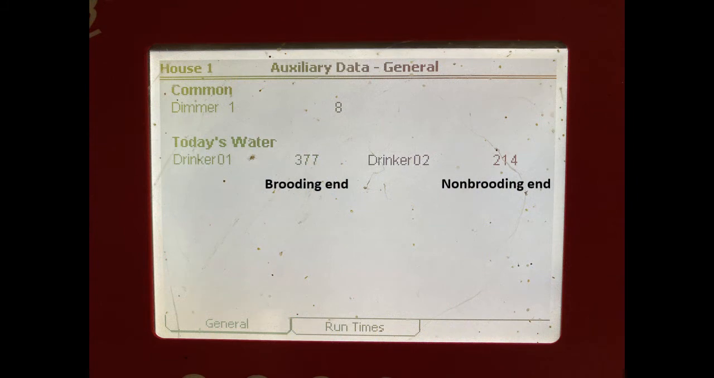On this particular day, the birds drank about 600 gallons up to this point of the day, but 377 on the brooding end, only 214 on the non-brooding end. And if we assume that each bird is drinking about the same amount of water, you can see that we have a density difference between the two ends of the house.